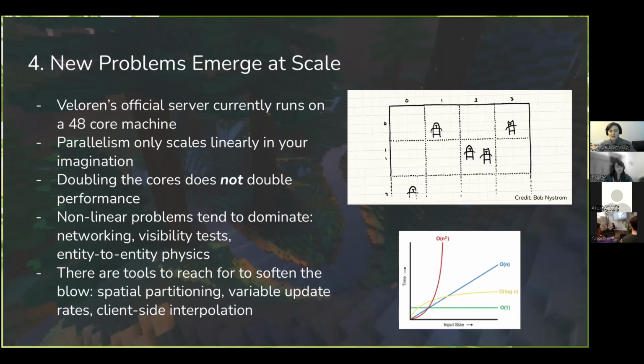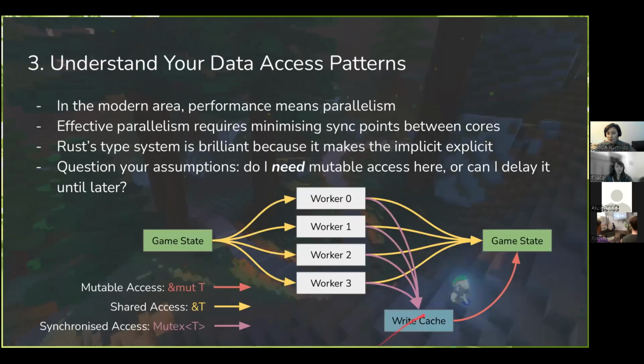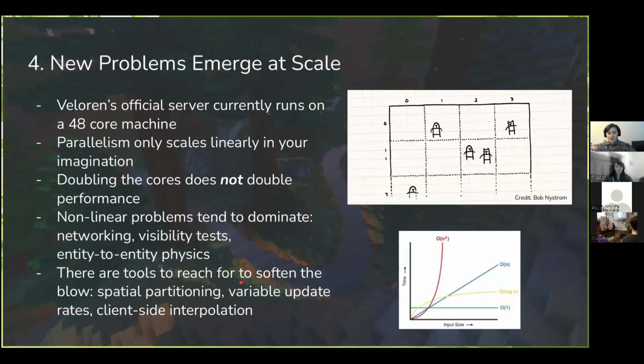And doubling the number of cores only actually doubles your performance in your imagination, because you have all of these n squared problems and various other worse than linear problems that tend to appear as you scale things up. It means you end up with a lot of bottlenecks that you've got to solve. And there are strategies to work around it. I mentioned one that's quite effective here. We also have things like spatial partitioning, where we split the entire world into grids effectively, and every entity registers itself with a grid cell.